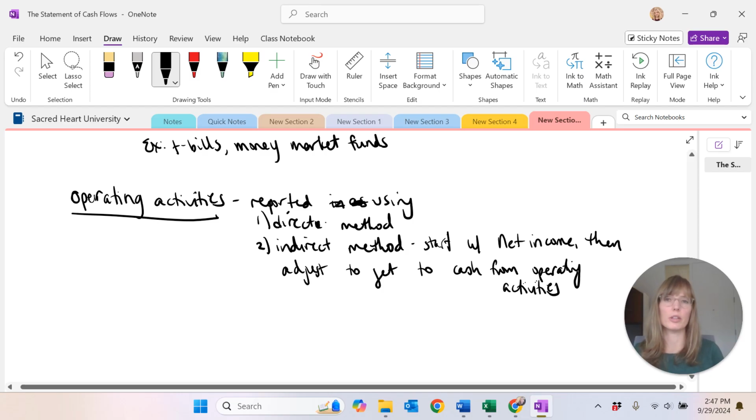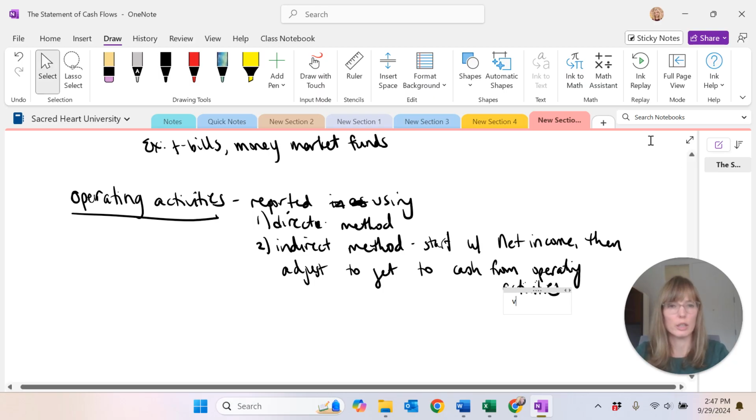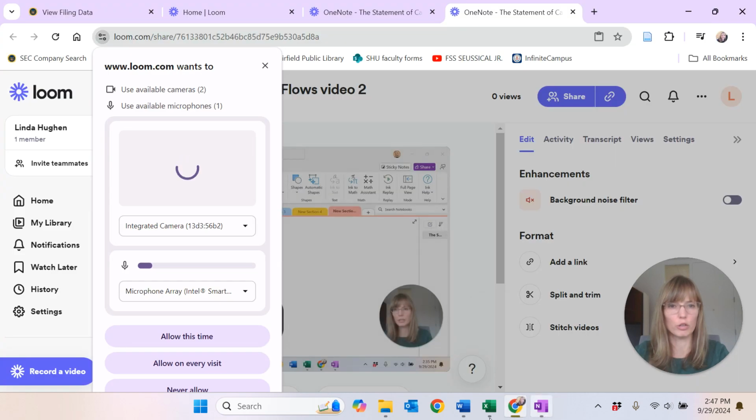Either way, either method that the company chooses to use, they're going to get to the exact same dollar amount of operating activities. It's just how are we going to get there? How are we going to report it? Let's take a quick look at a visual here.